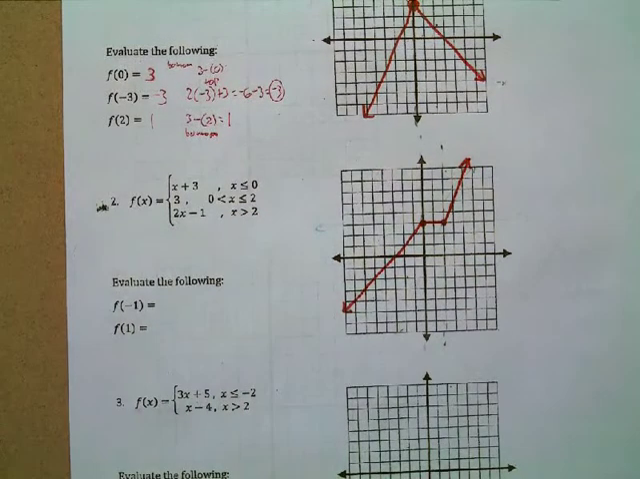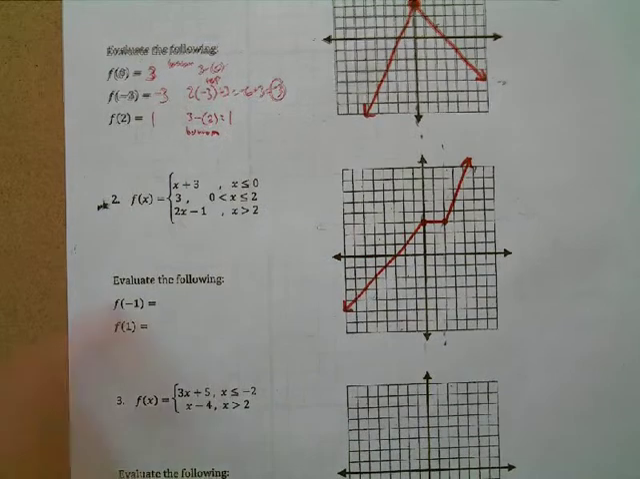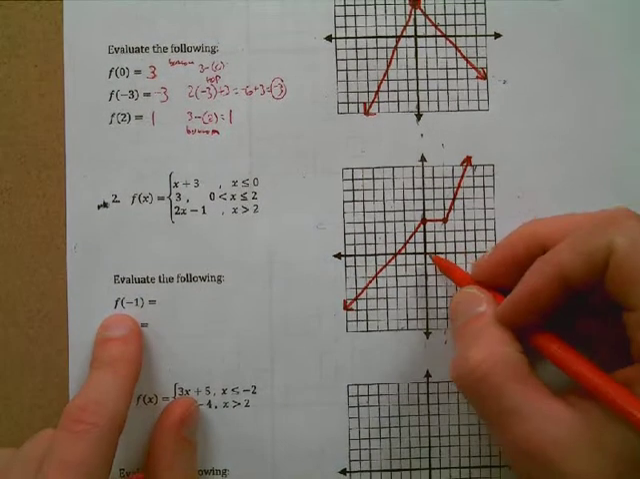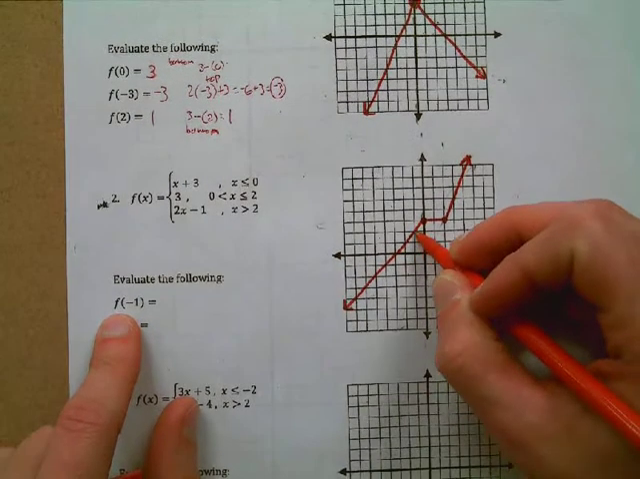Okay? And of course, you can evaluate things here. For example, I can say, okay, f of negative 1, so we can locate there's negative 1. The function value there is going to be 2.